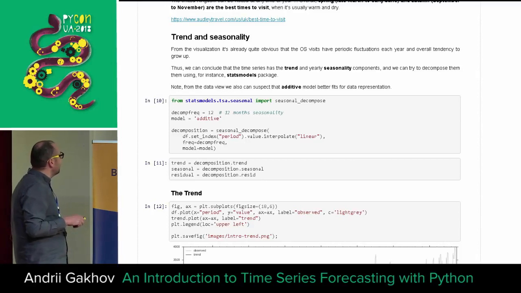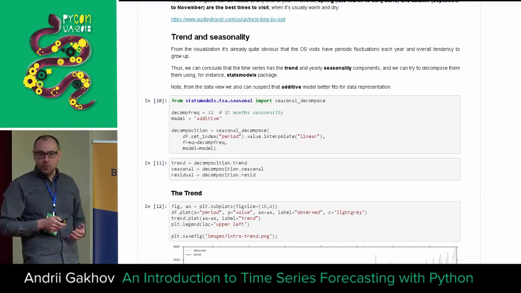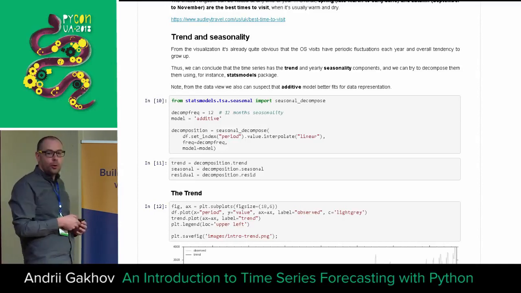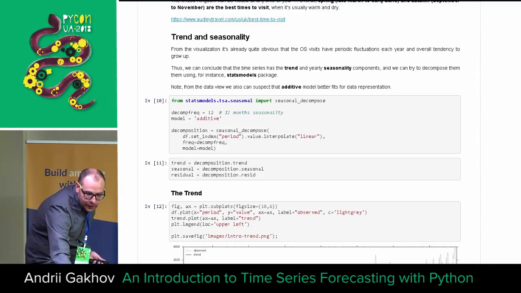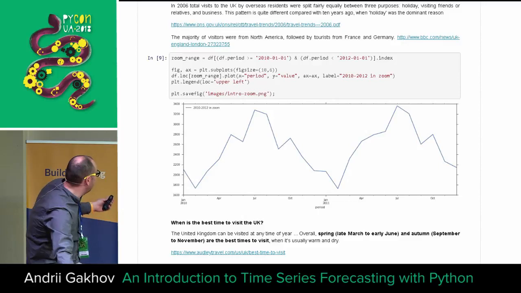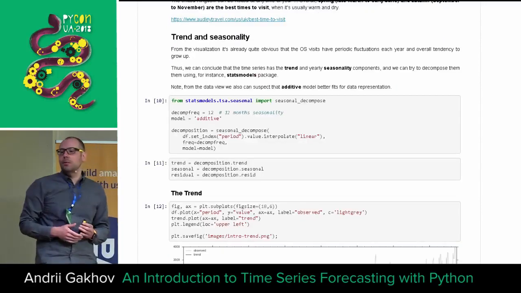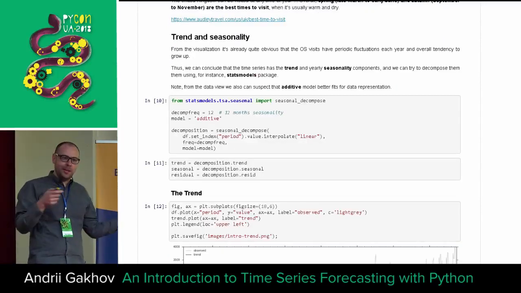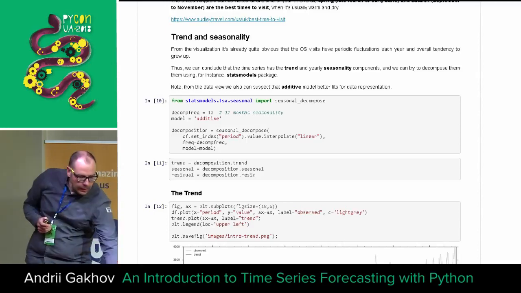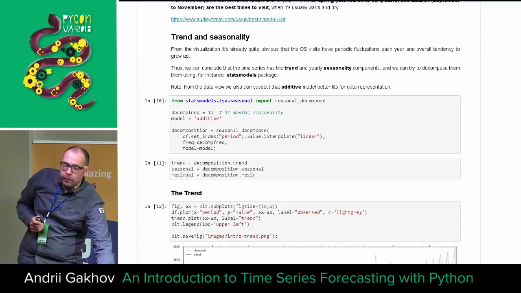The question was, what is the best time to visit? They think the best time to visit is late March and early June. But we can see that's not really true. This statement was from a travel agency, which says you should go to the UK then. So this is the data, quite easy.